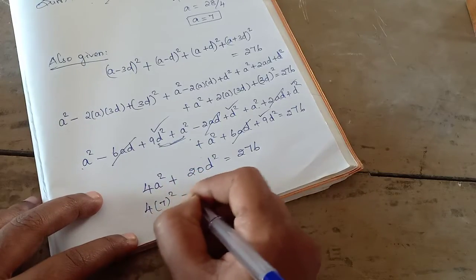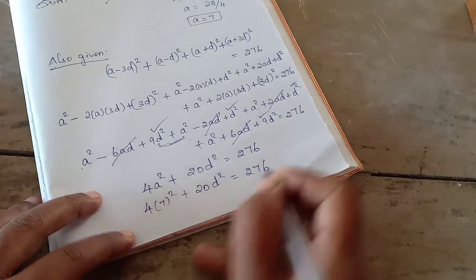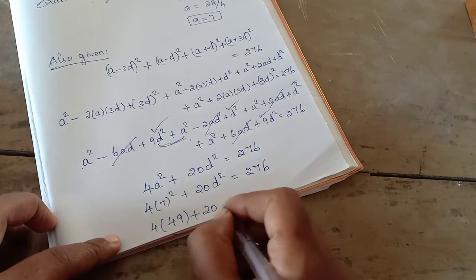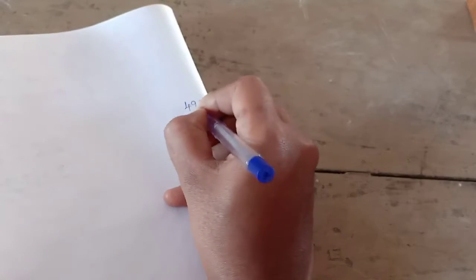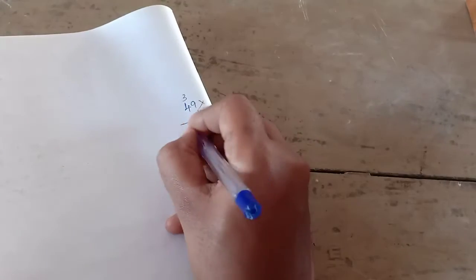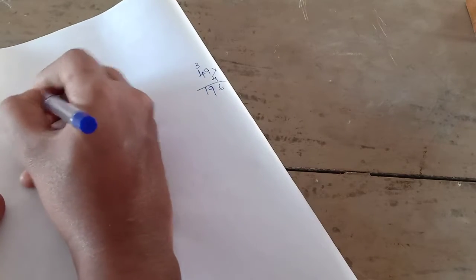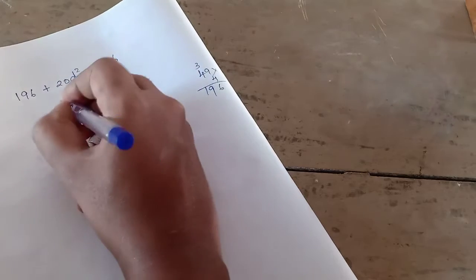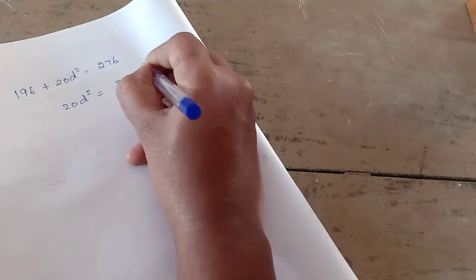4 into 7 square plus 20 d square equal to 276. So 4 into 49 plus 20 d square equal to 276. So 49 fours are 196, correct? So 196 plus 20 d square equal to 276. So 20 d square equal to 276 minus 196.